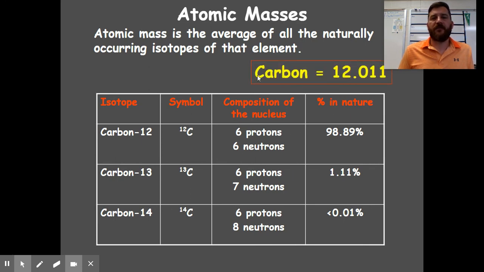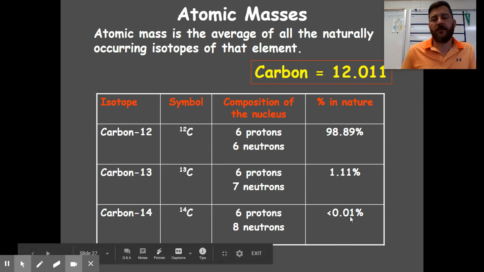So that average atomic mass, we're going to do a whole separate lecture over how you calculate average atomic mass. But this is why carbon is 12.011 instead of just a nice number 12, because 98.89% of all carbon in the world is carbon 12. 1.1% is carbon 13, and less than 0.10% is carbon 14. We're going to figure out how to calculate this at a later date.